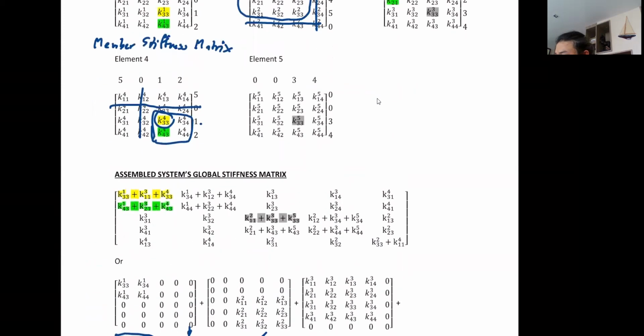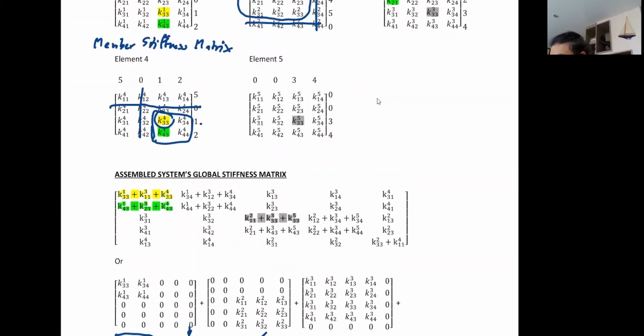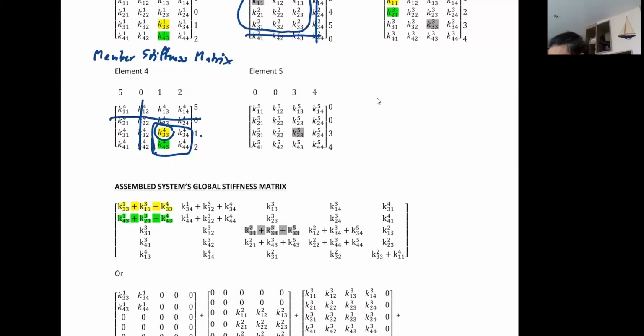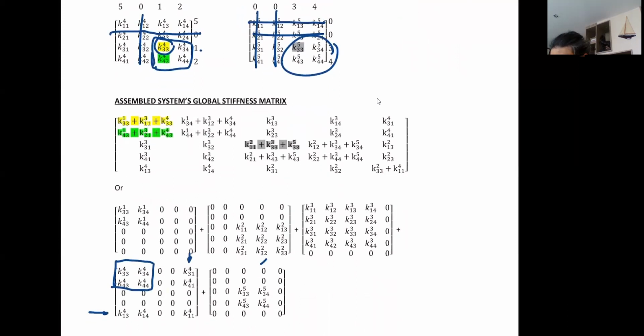And for member number 5, the code is 0, 0, 3, 4. So it's pretty simple. 0, 0, 3, 4, 0, 0, 3, 4. So all this just goes. Okay, so it becomes like this. I kind of prefer this because you can actually use a calculator to write the matrices like this, 5 of them, and then add them up. Then in the end, you're going to get the result coming from this.